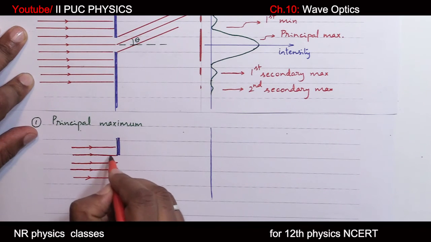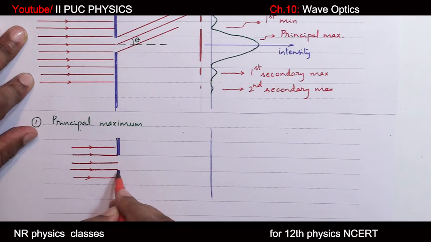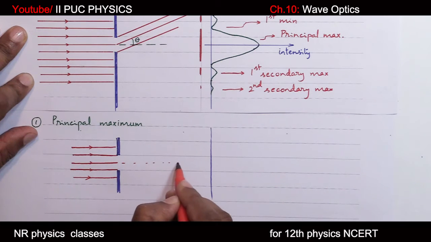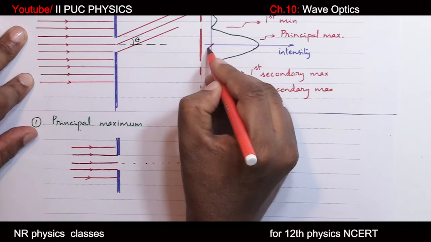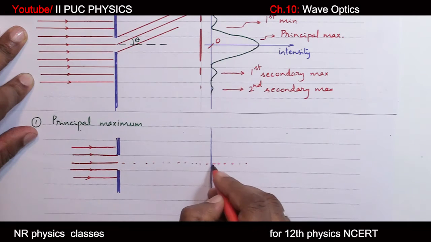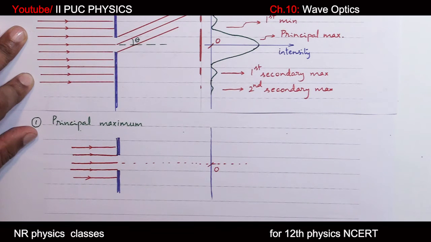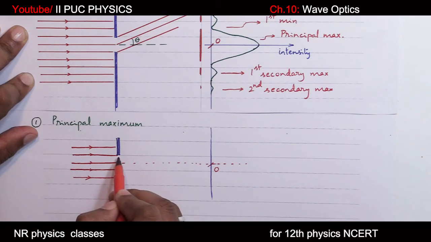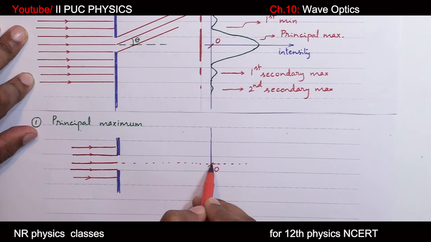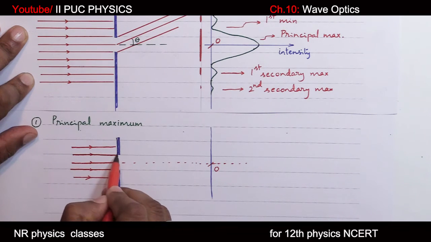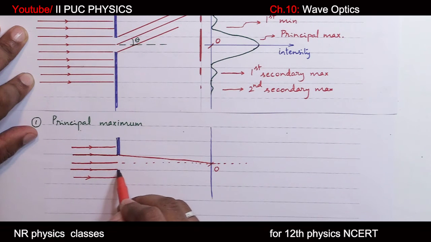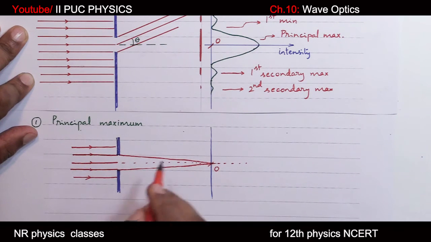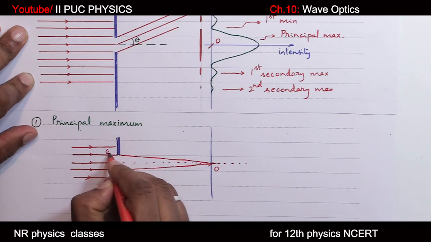Now consider these two extreme rays which are close to the obstacle. This is the direction of incidence. This line is nothing but median. This point is O. I should show rays reaching O. This ray undergoes bending and reaches O like this. This ray also undergoes bending and reaches O. I am not writing the central ray. This is first ray. This is second.